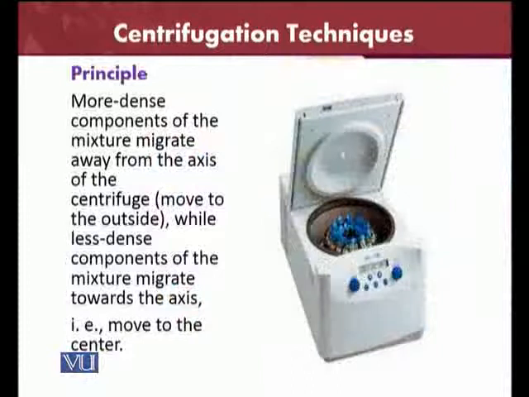The basic principle behind centrifugation is that at the time of centrifugation, there will be two kinds of particles: the dense particles and the lighter particles. The dense components of the mixture will migrate away from the axis of the centrifuge. Similarly, the lighter particles will move towards the axis, towards the center. On this basis we can centrifuge and separate different particles.